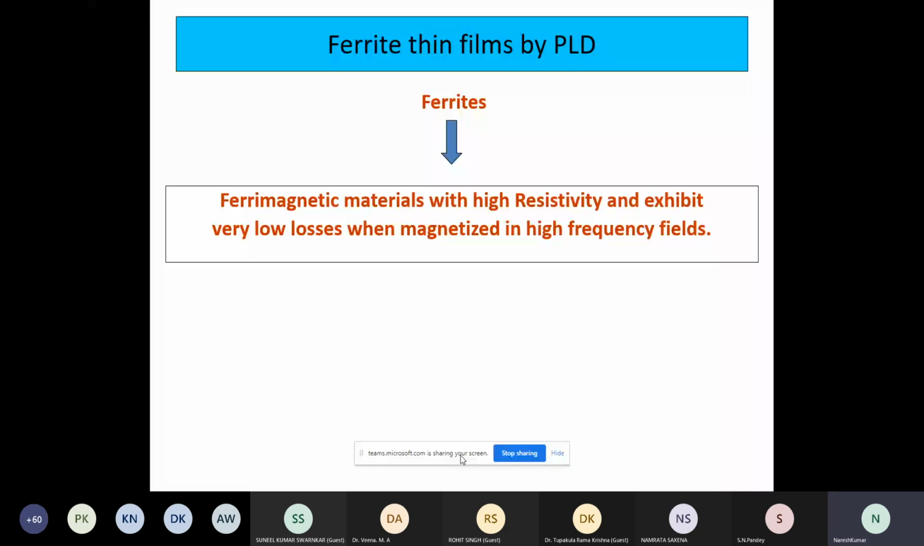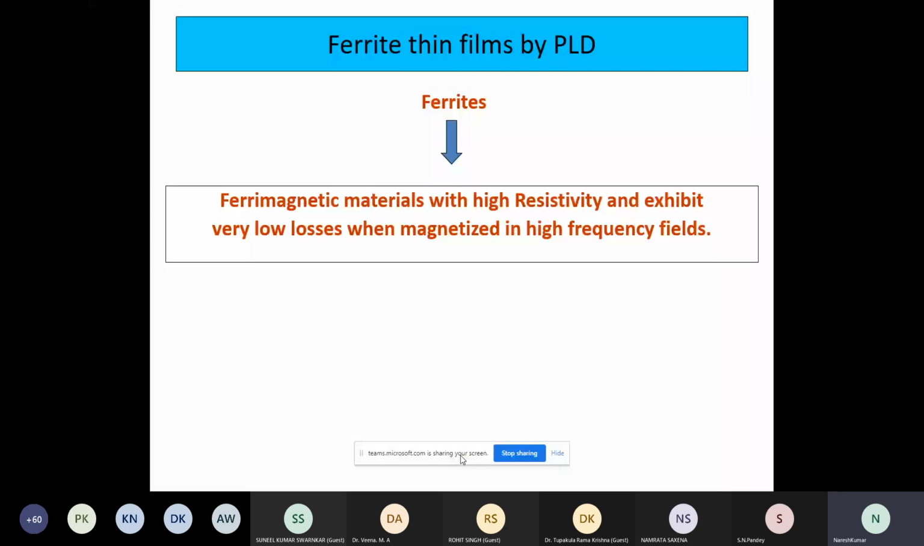Secondly, these materials have very high resistivity. They are basically oxides, and thereby there are very low losses when you magnetize them with very high frequency fields, for example radio frequency fields. So other than their other applications, these materials can be used for communication purposes, for radar communication, for high frequency communication, because they give very low loss when you magnetize them in high field.